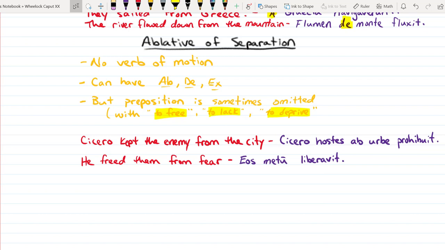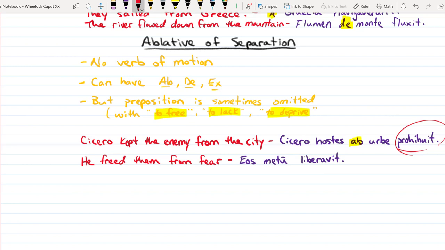So if we look at this first example, Cicero kept the enemy from the city. We still have ab urbe, because Cicero prohibited the enemy from the city. That's fine, and that's very much similar to what we've already learned, just the differences with the verb. In the two above, we had flowed and sailed, verbs of motion, right? And here we just have prohibuit, so we just have prohibited, and that's not a verb of motion, right? So that's the big difference in this sentence.